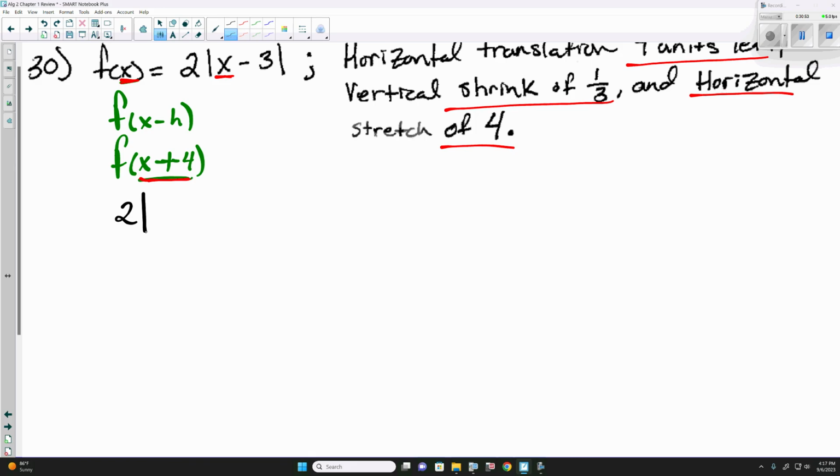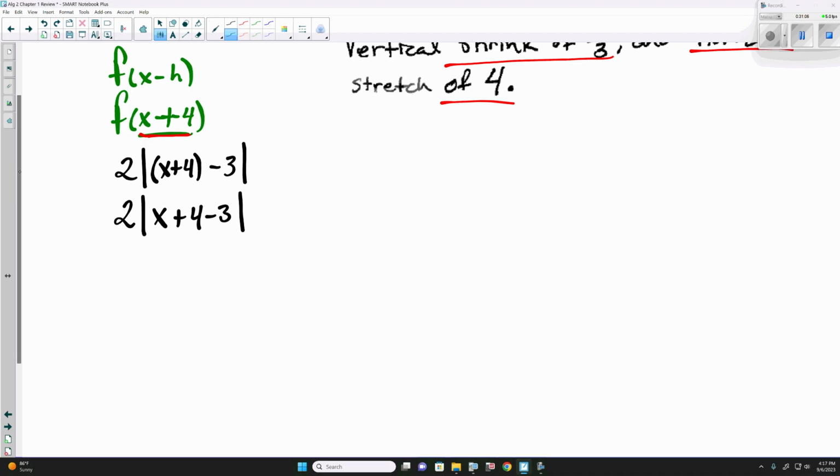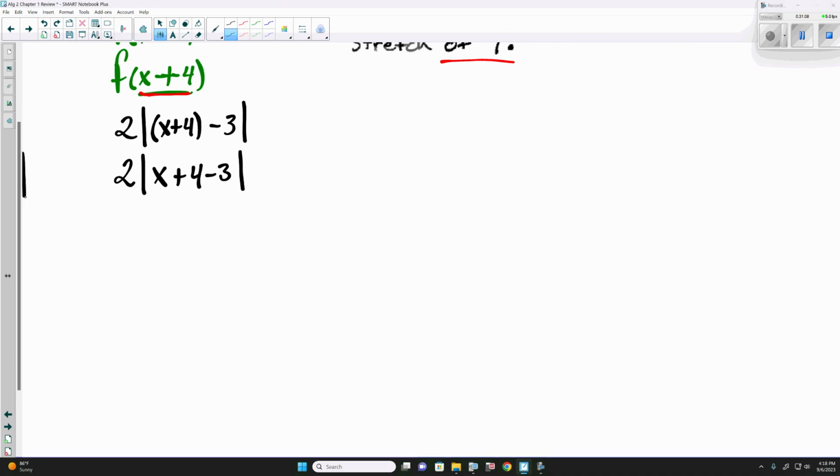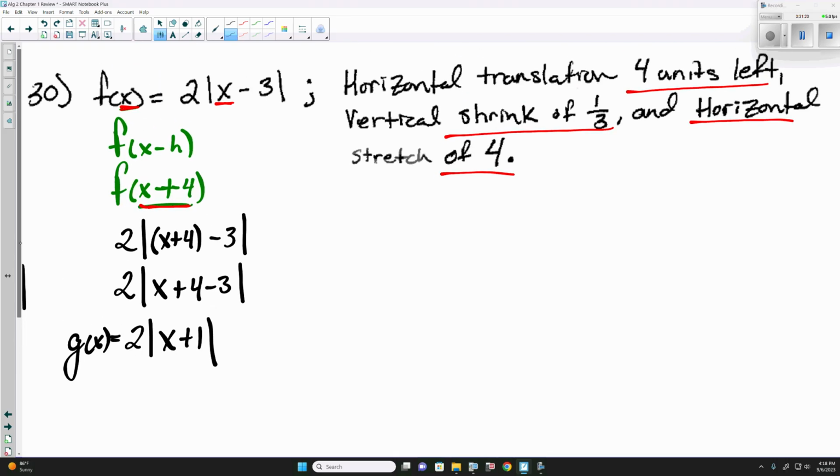So we'll still have the 2 absolute value, but instead of x, we have x plus 4, in parentheses, minus 3. Now we can drop the parentheses and get this here, 2 times the absolute value of x plus 4 minus 3. And if we combine like terms, we get 2 times x plus 1. So that takes care of the first translation, 4 units left.